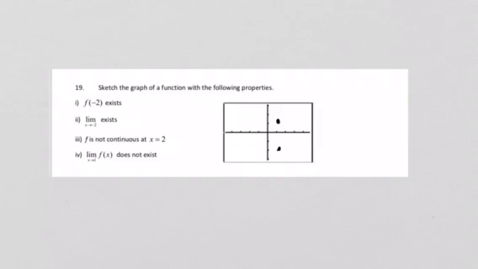Okay, at x equals 2, the function is not continuous, so what we should do is put some kind of discontinuity at x equals 2. Maybe we put a removable one, a hole, like that.